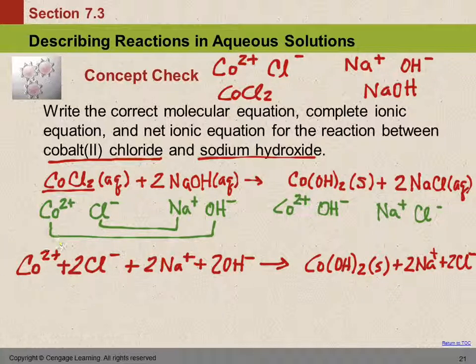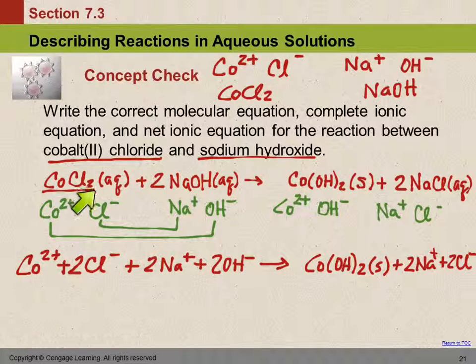So this is describing what's happening. We took cobalt and chloride, which came in dissolved in water. Sodium and hydroxide were dissolved in water. We had 2 solutions. When we mixed them, the cobalt and the hydroxide stuck together and formed a solid and fell to the bottom of the beaker. And the sodium and the chloride remained in solution. So this is our total ionic or complete ionic equation.